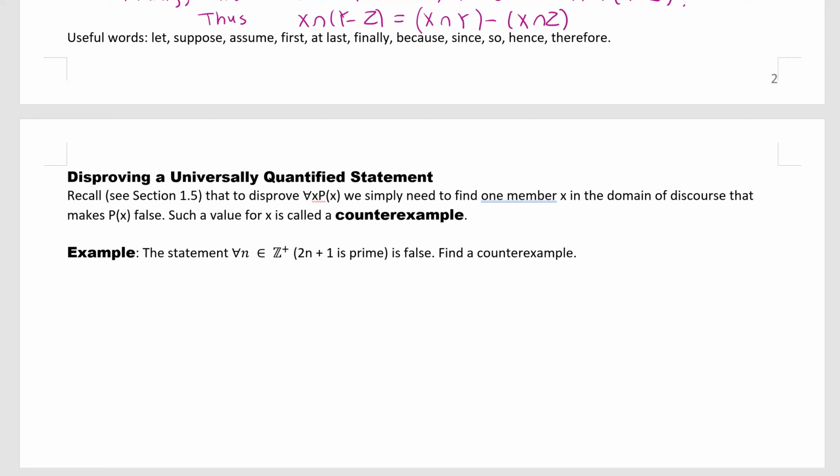So for universally quantified statements, if you want to show it's true, then you have to do a proof like what we did. You need to show it is true for all values in the domain of discourse. However, if you want to show that the statement is false, then you just need to find a counterexample. Okay, so let's look at our example.